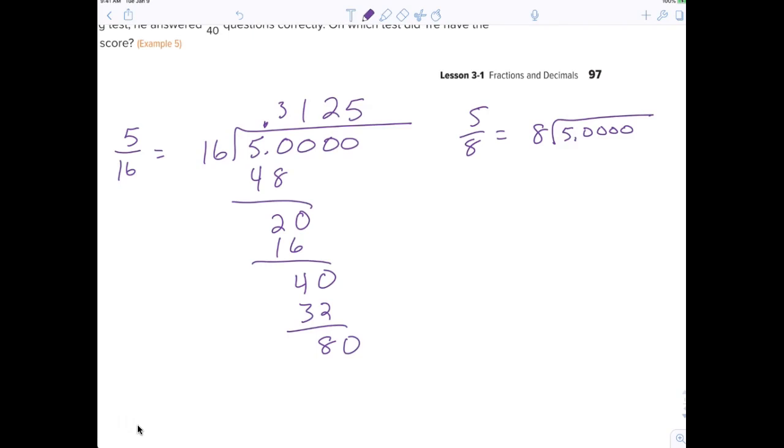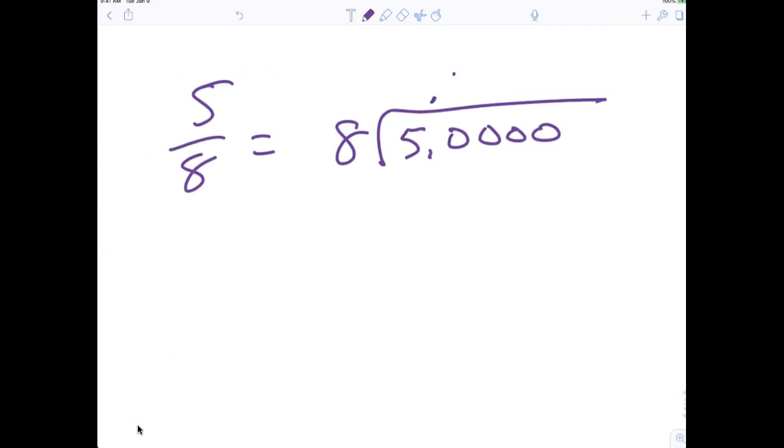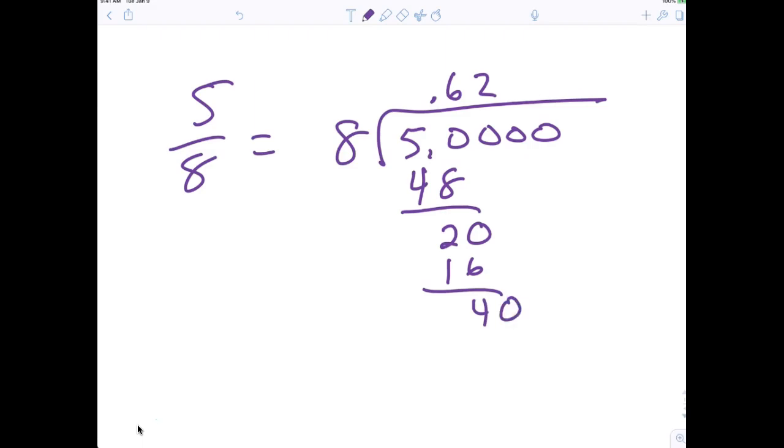You're always trying to convert it to tens, hundreds. You could even convert it to 1,000 if you wanted to. All right? So here we go. 8 goes into 50 how many times? 6 times 8. How many left over? Bring down, 8 goes into 20. 2 times 8, subtract, bring down. 8 goes into 40. There you have it, guys, and we are done. 0.625. Everybody good?